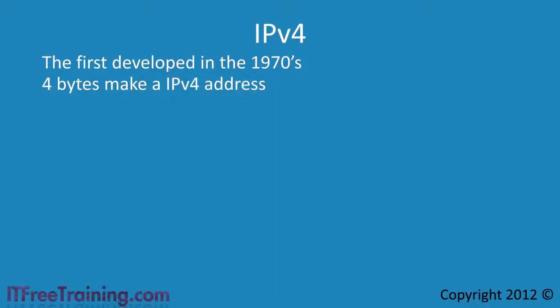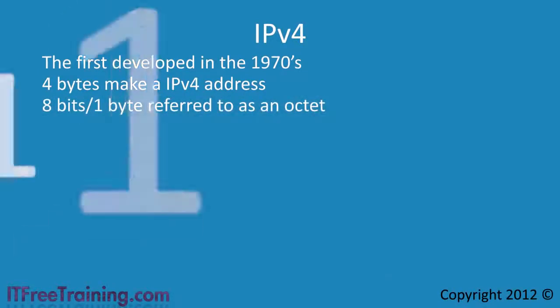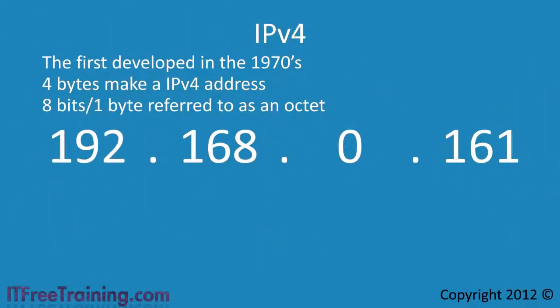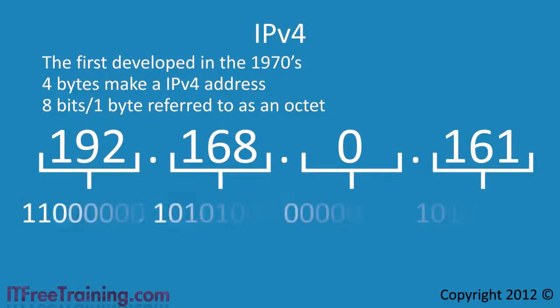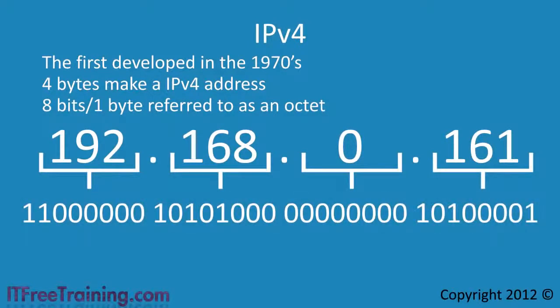8 bits is referred to as a byte, but in IP version 4, 8 bits can also be referred to as an octet. If I take a standard IP version 4 address, it is common for it to be divided up into 4 parts. These 4 parts can be converted into binary. If you are not sure how to convert numbers to binary, see another video on converting decimals to binary.